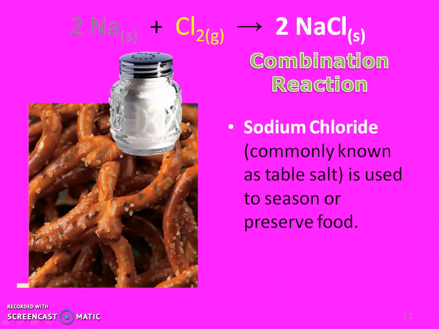So now let's look at this combination reaction. We have sodium, we have chlorine, two elements, and when they combine, this is called a combination reaction, because we're taking multiple things and putting them together to make one thing. In this case, sodium chloride, salt. It's commonly known as table salt, and it's used for seasonings or to preserve food. So if we look at this reaction, we took two reactants, one solid phase, one gas phase. We combined them to cause a reaction to bring them together to make a compound.